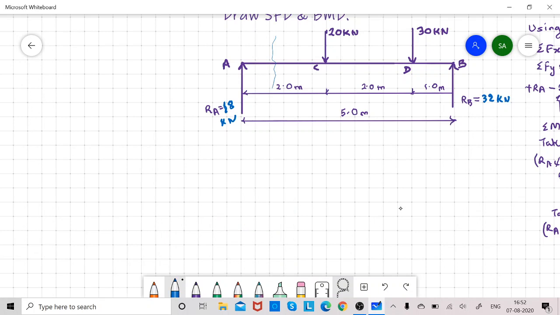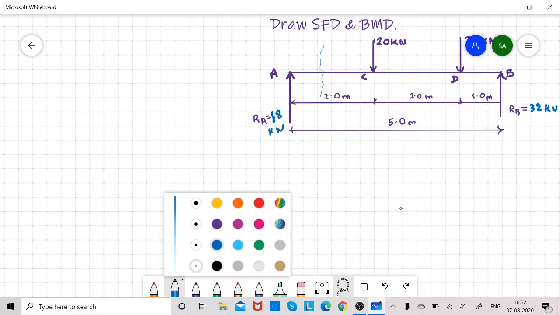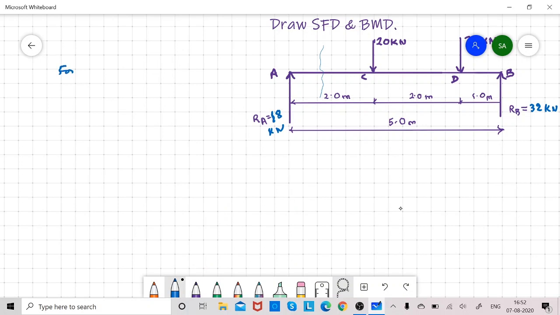Consider a section between A and C, and remember, for shear force, we will use the sign convention like this. Suppose this is a section, the upward force on LHS and downward force on RHS, we will treat positive. Similarly, suppose this is a section, downward force on LHS, upward force on RHS is negative. So this is the sign convention that we are going to adopt.